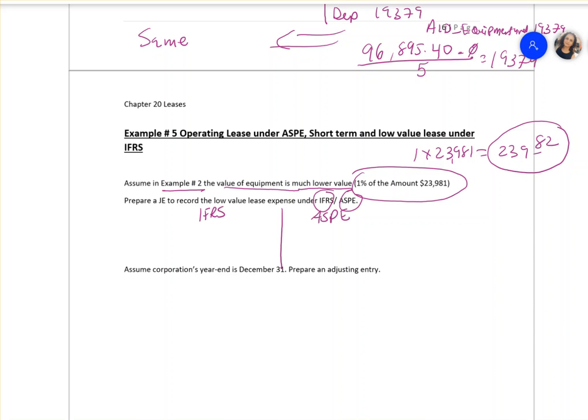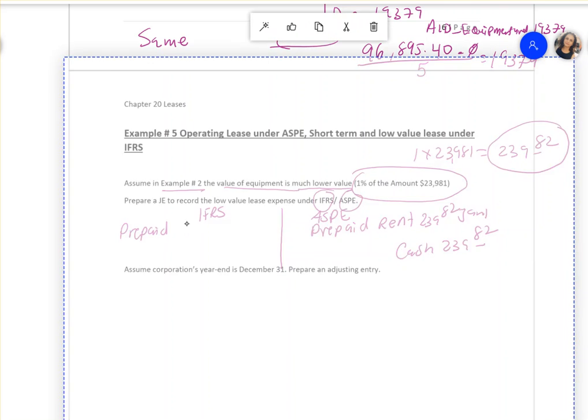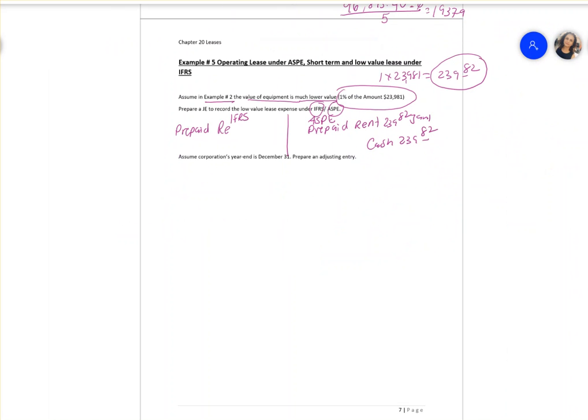When we make our first payment, of course, we have to charge it to prepaid rent, because at the beginning of the month, on January 1st, you will be making a payment in cash of $239.82. Under IFRS, the entry is the same, there is no change. It's a low value lease, so you debit prepaid rent, and the credit will be your cash of $239.82.